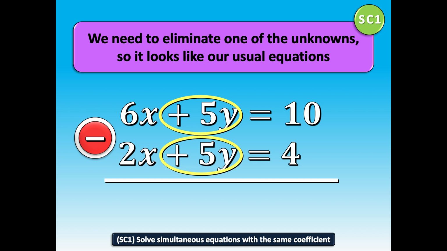So we can do 6x take away 2x, which is 4x. 5y take away 5y, which would be 0. And 10 take away 4, which is 6. So by doing that, we've gotten rid of one of the unknowns. We've gotten rid of the y's, so we're just left with one letter that we need to find out.